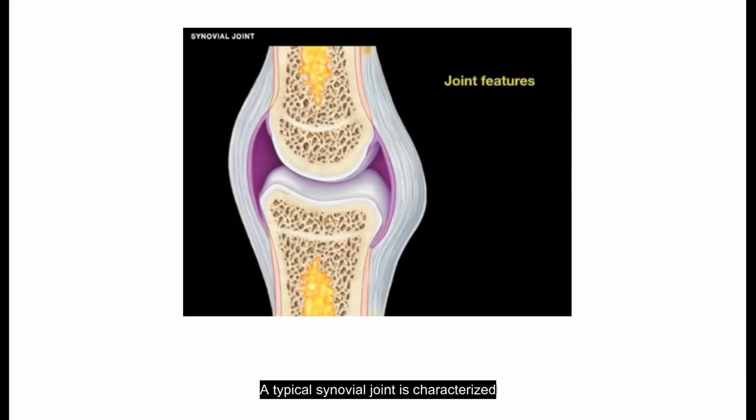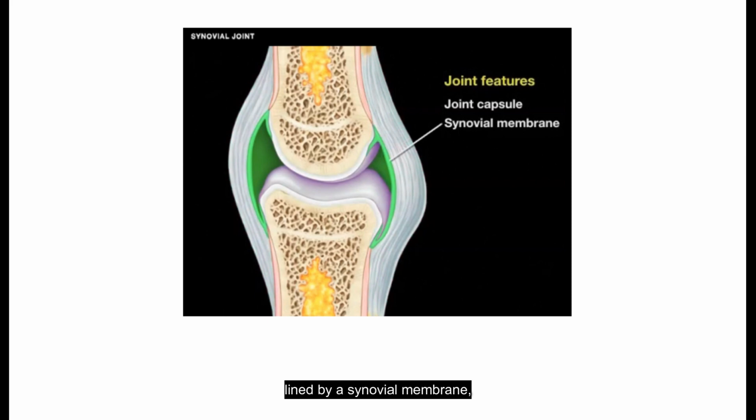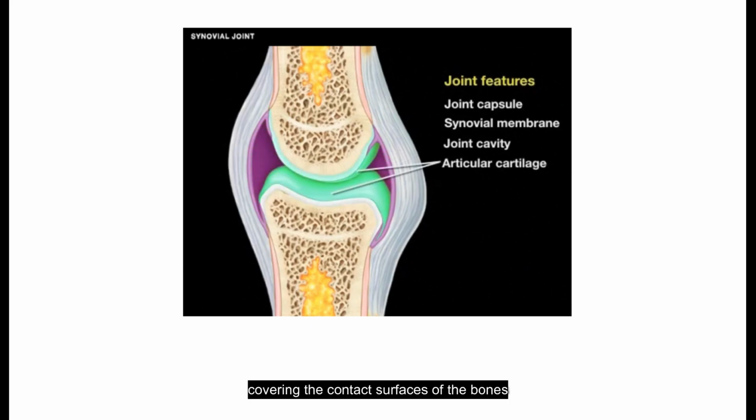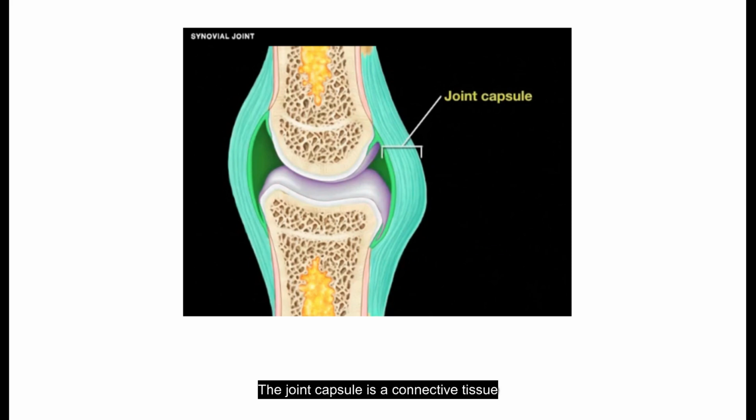A typical synovial joint is characterized by a joint or articular capsule, lined by a synovial membrane, a joint cavity, and articular cartilage covering the contact surfaces of the bones involved. The joint capsule is a connective tissue cuff that encloses the joint cavity. The joint capsule has 2 layers. A thick outer fibrous layer attaches to the articulating bones.